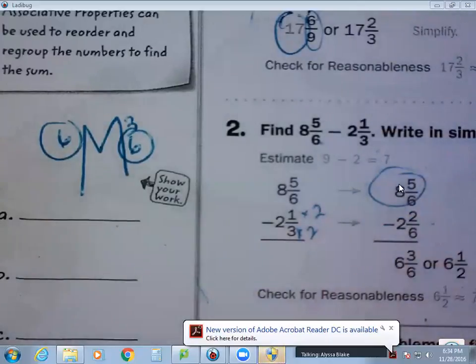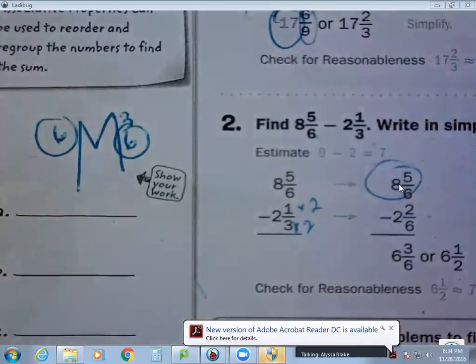Okay. I'm going to multiply those by 2, and we're going to get 2 and 2/6.